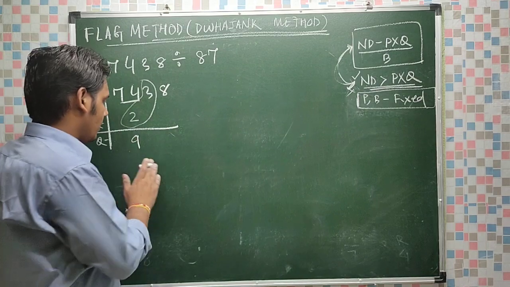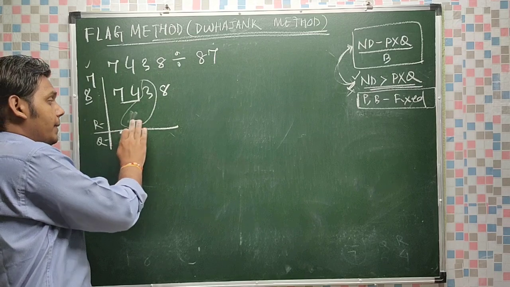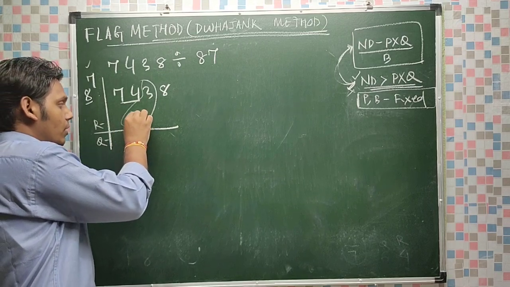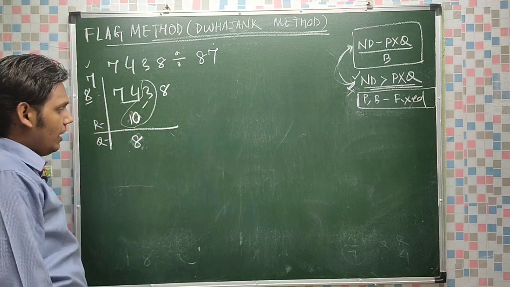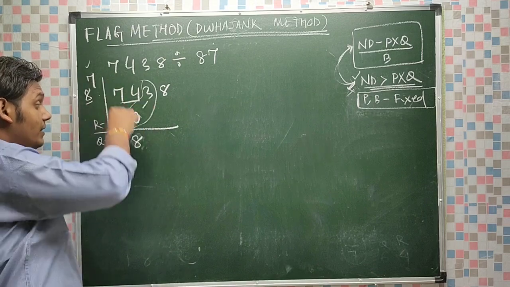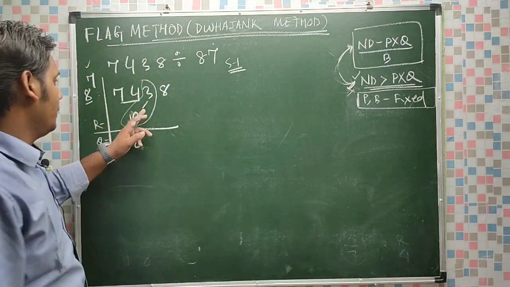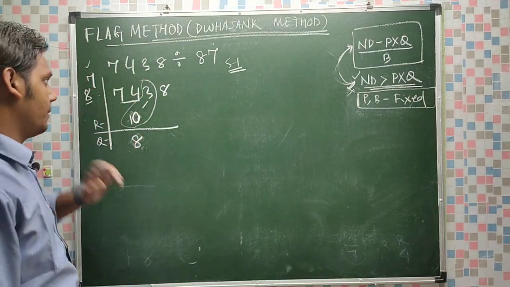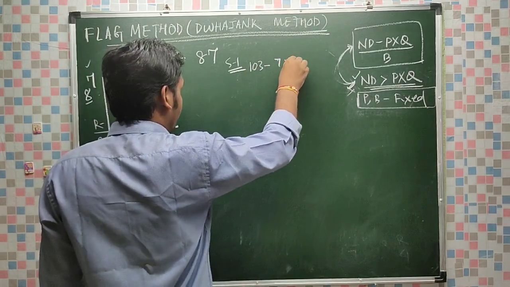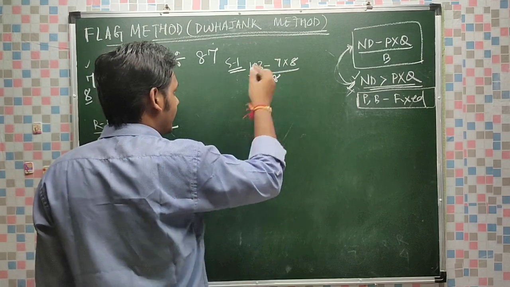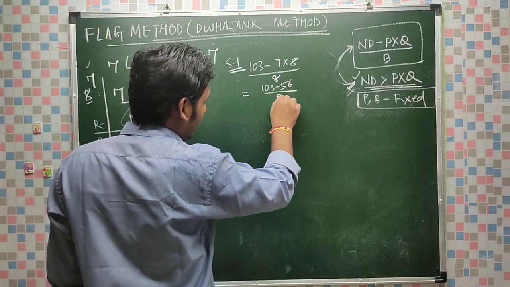So I cannot take 9 here. I have to take 8. 8 eights are 64. That means 74 minus 64, remainder is 10. 103 is greater than 7 into 8, 56. Now step 1: this condition is satisfied. New dividend is greater than the product of power and quotient. 103 new dividend minus 7 into 8, divided by 8. So how much? 103 minus 56 divided by 8.